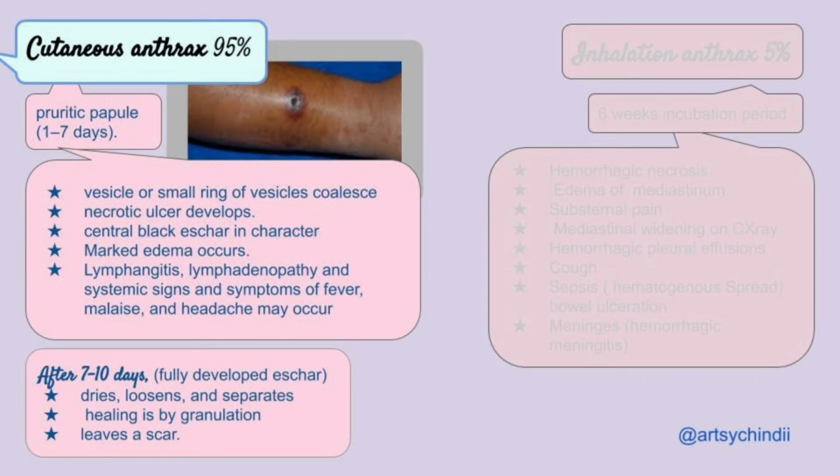A marked edema occurs, with lymphadenitis and lymphadenopathy. Systemic signs and symptoms of fever, malaise, and headache may occur. After 7 to 10 days, a fully developed eschar is formed. It dries, loosens, and separates. Healing is by granulation, and it leaves a scar.